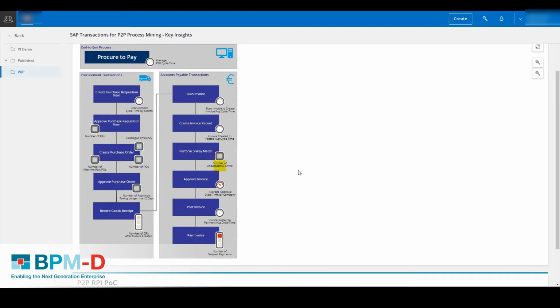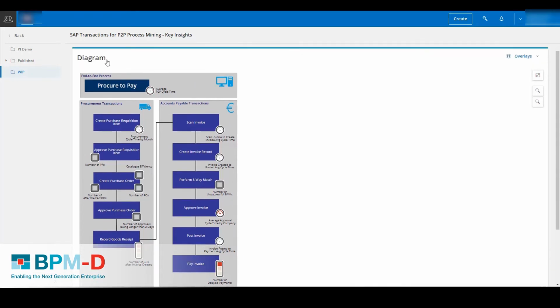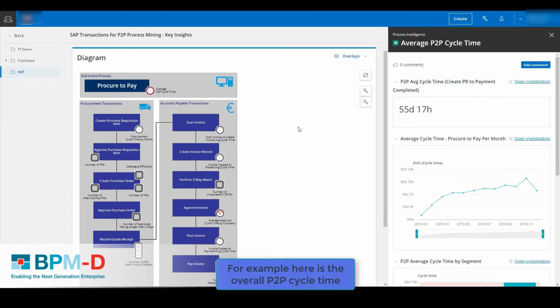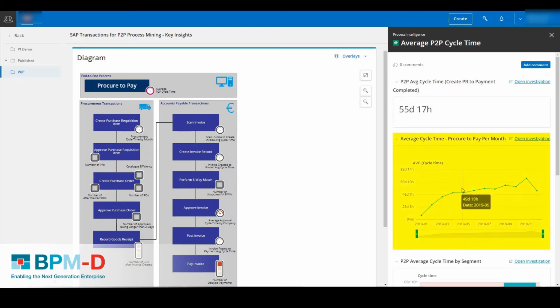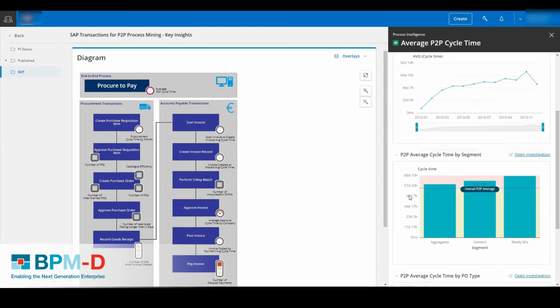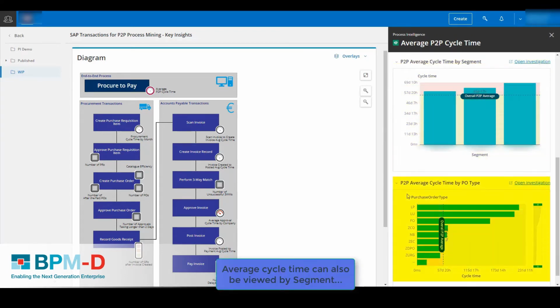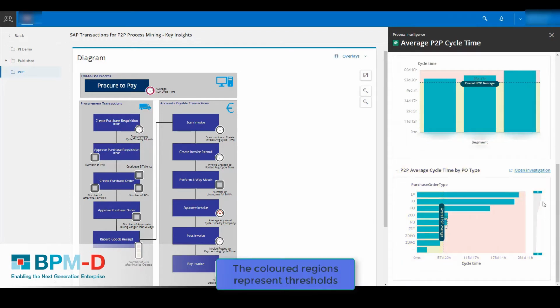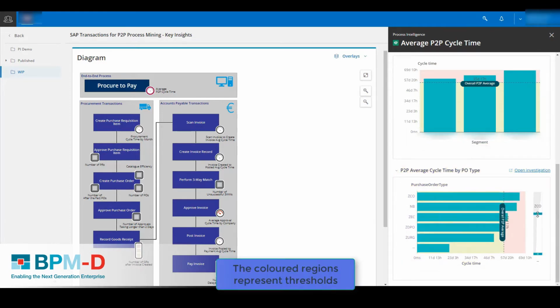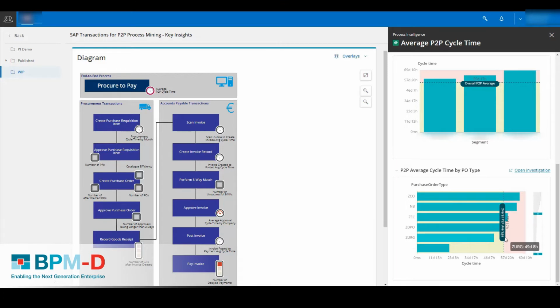The dials, indicator, and traffic light elements represent widgets associated with the SAP transaction. For example, here we can find the overall P2P average cycle time, as well as viewing the average by month or by segment or PO type. The thresholds clearly display how different PO types compare to the overall average.